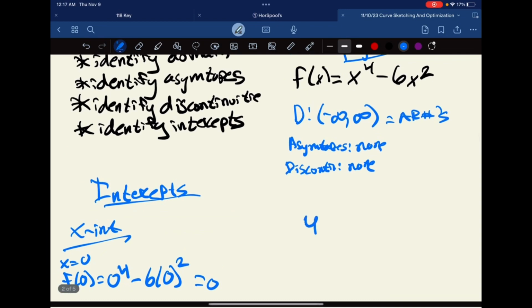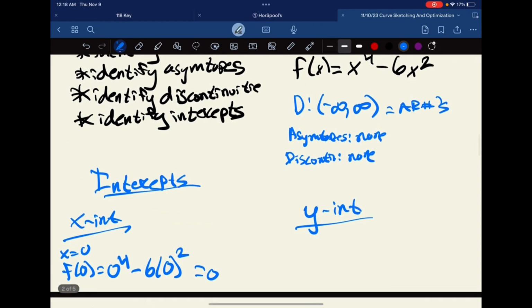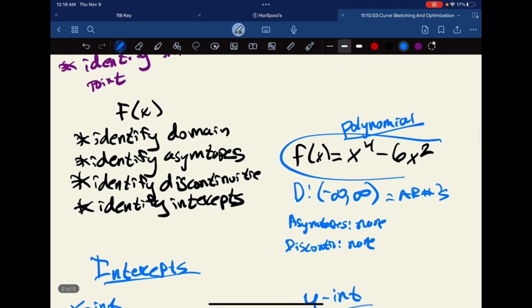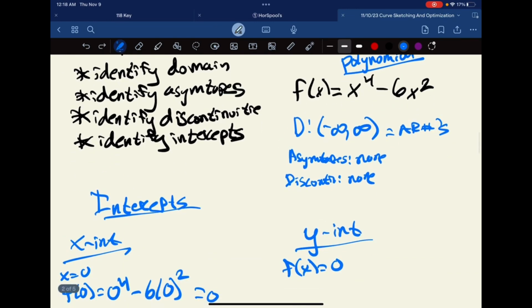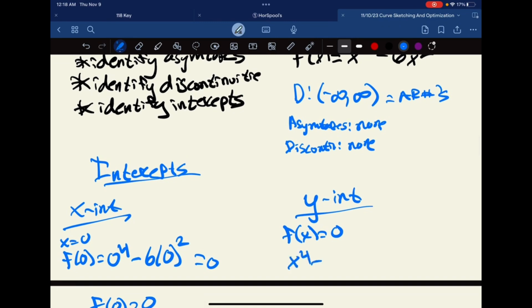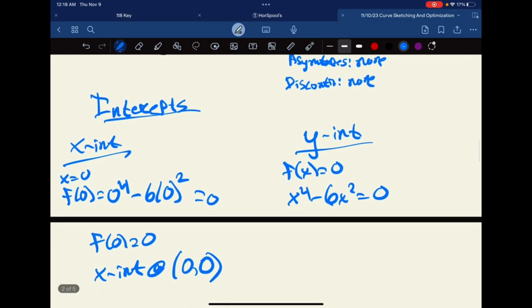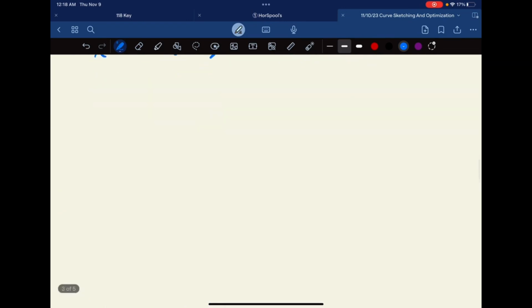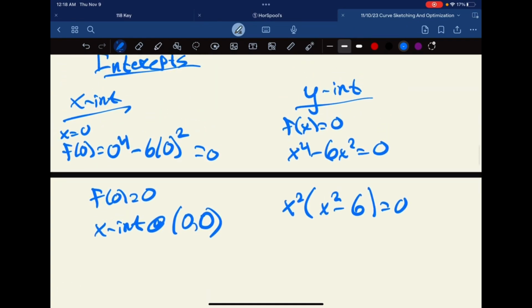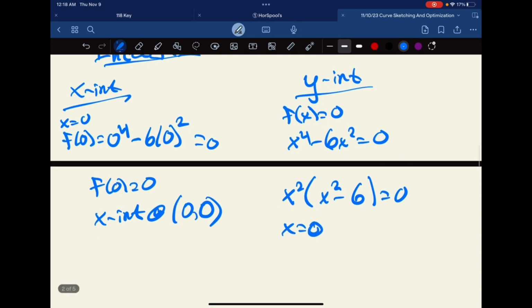Okay, cool. Now let's find our y-intercepts. Our y-intercepts is where our f of x equals 0. So we're taking our f of x up here, and we're setting it equal to 0. So we get x to the 4 minus 6x squared equals 0. And so we can factor out that x squared. We get x squared times x squared minus 6 equals 0. So we can see that when this term out front equals 0, our whole thing equals 0. So one solution is x equals 0.